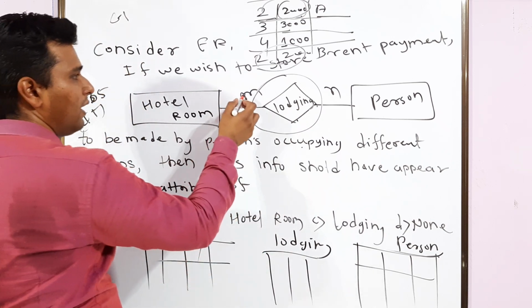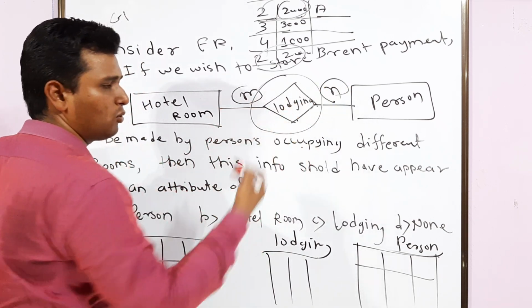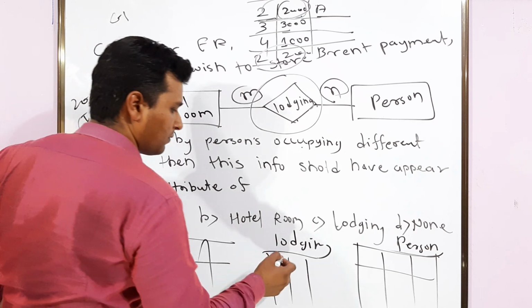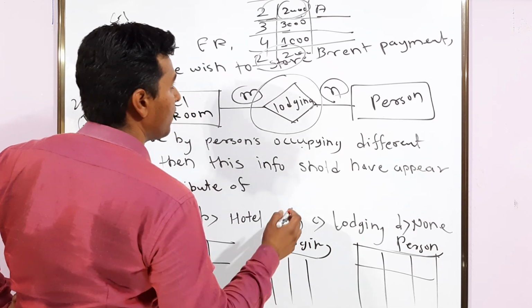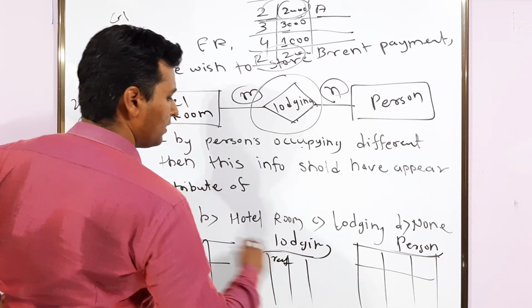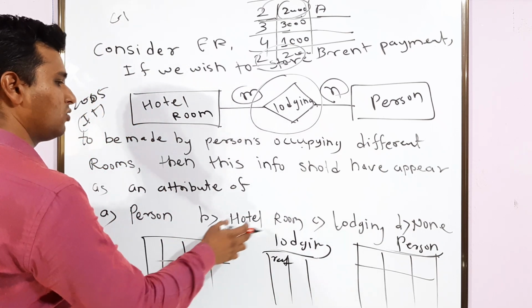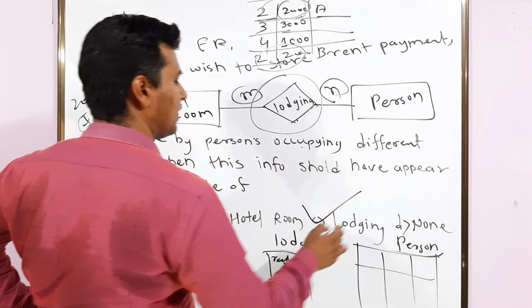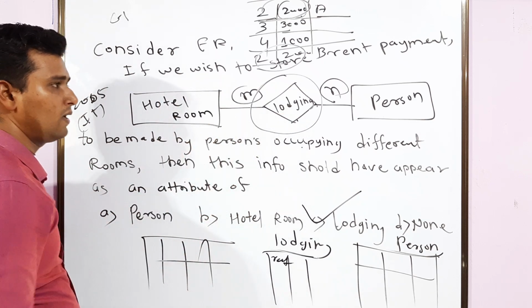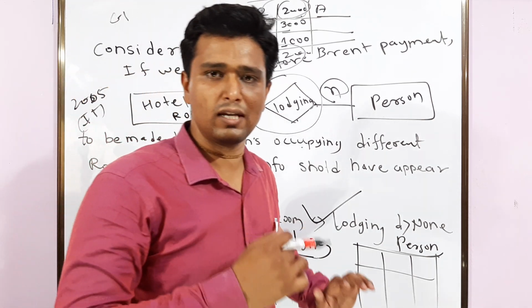So we are going to create a special table for M to N. So better we will add it in lodging. Okay, so I will add here, for M to N, rent to be paid by. So the answer is person, hotel room, or lodging. So this can be an attribute of lodging. Okay, so it is the best practice, because this is an M to N relationship.